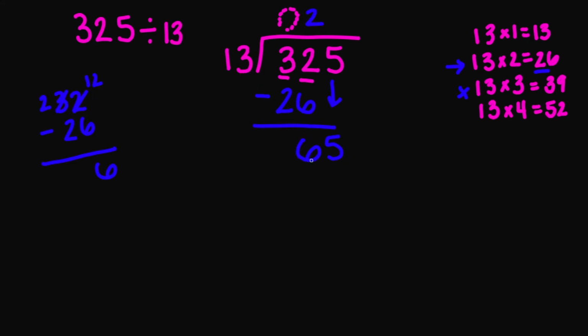13 goes into 65 how many times? So let's finish this chart here. So we have 13 times 4, 52. Let's do 13 times 5 to see. 13 times 5, well, this is going to give us 65.